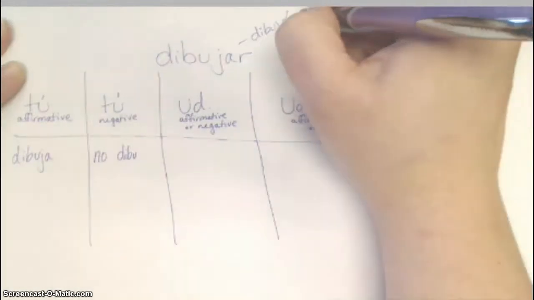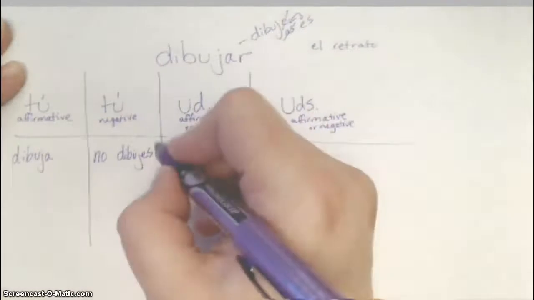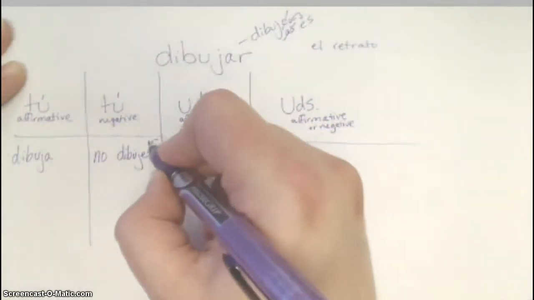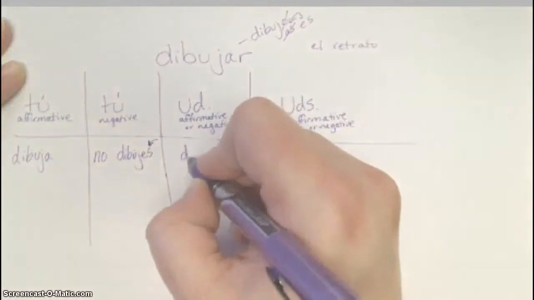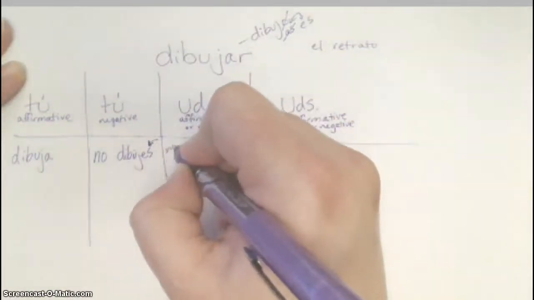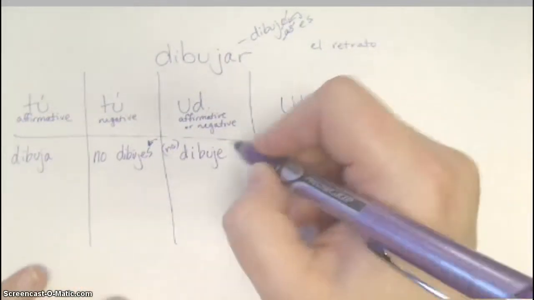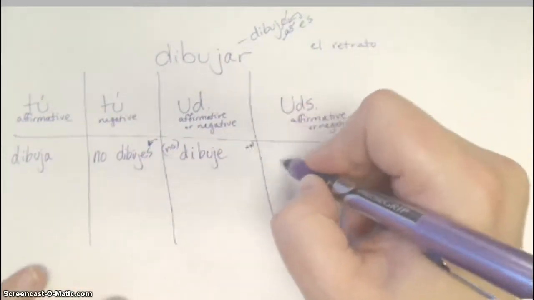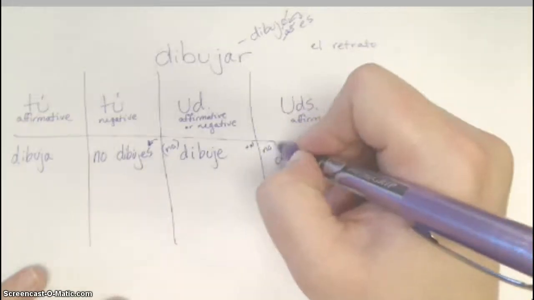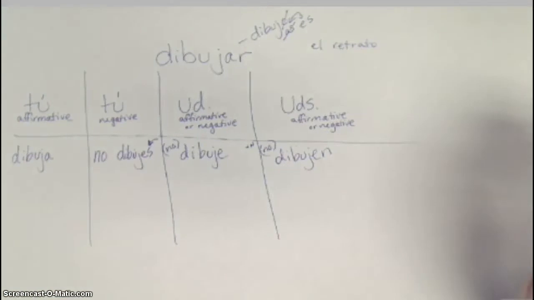So I go to the other kind of verb, right? So no dibujes. And then for usted, all I have to do is take off that s. So that would go away right there. And that would be dibuje, or it would be no dibuje, depending on whether it's negative or affirmative. Ustedes, all I have to do is add an N, so that would be dibujen. And again, it would be no dibujen or just regular dibujen, depending on whether it's negative or affirmative.